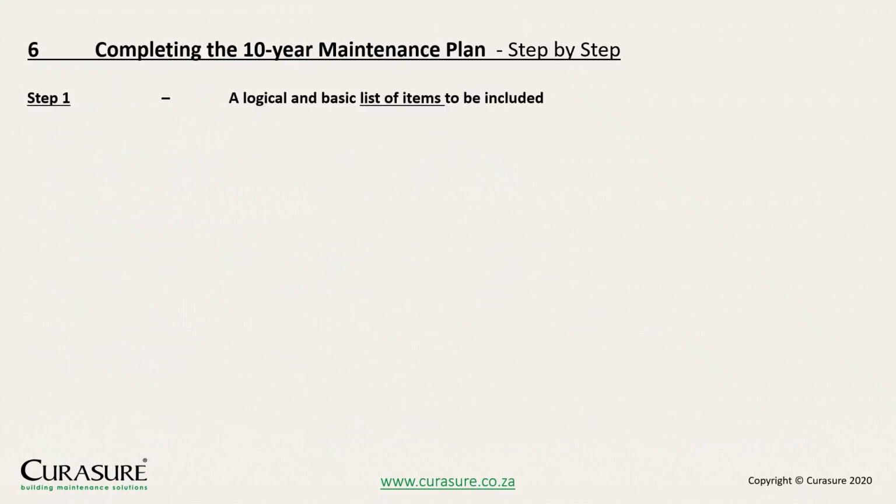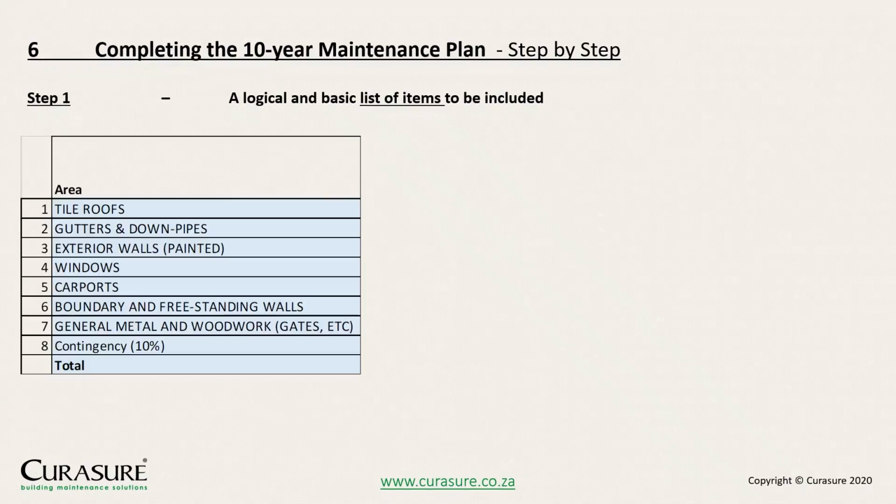So let's start with step 1. Let's start looking at practically completing the 10-year maintenance plan in a step-by-step process. The first step will be to list a logical and basic list of items or sequence of items. In this case, we have listed the roofs, external walls, windows, boundary wall, and general items that will require maintenance on the property in the next 10 years.